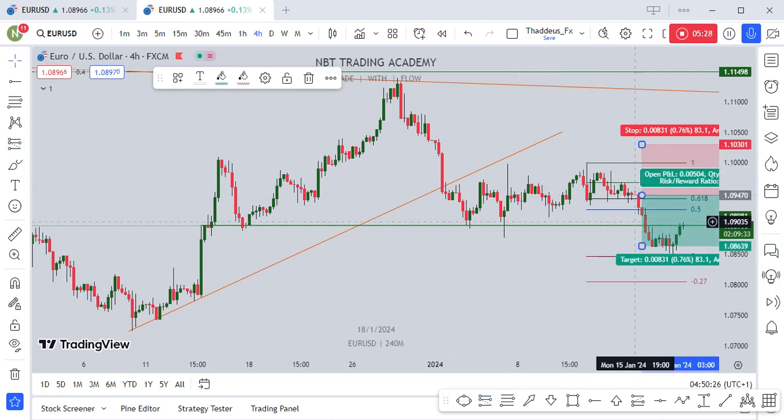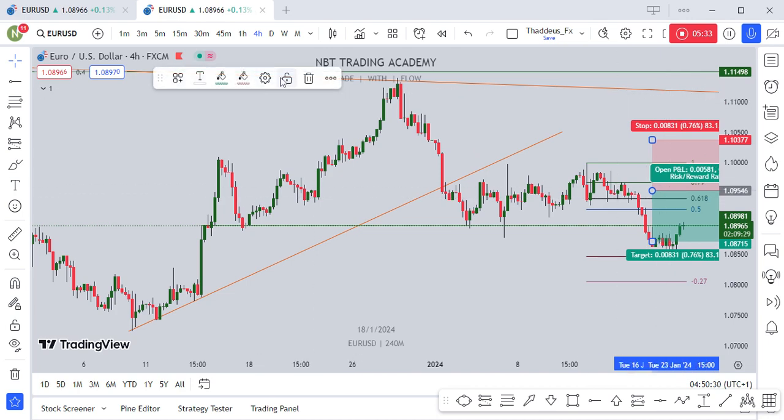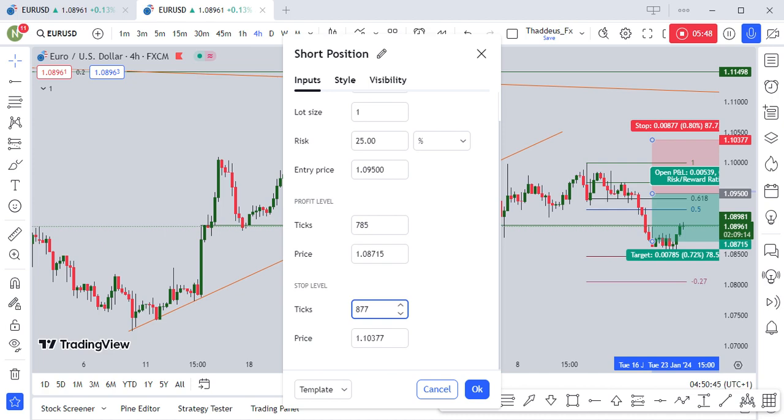And basically, if you're following my videos for some time, you'll notice that I like to place my entries on round numbers because the market basically respects round numbers. So this is going to be my entry, and I'm going to be risking 50 pips on this trade.